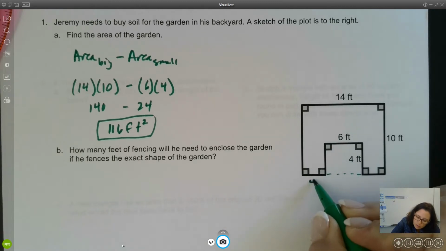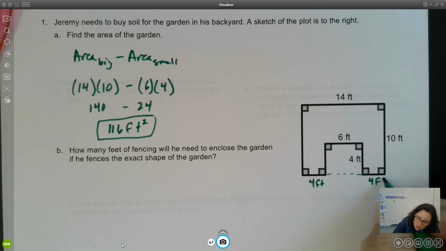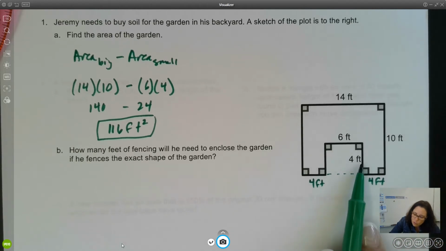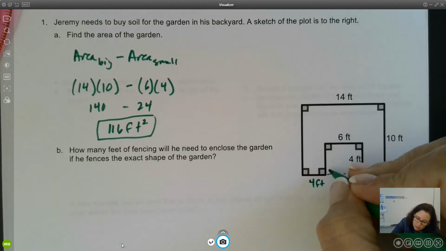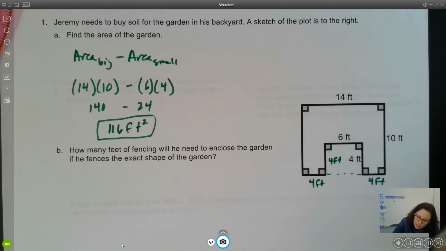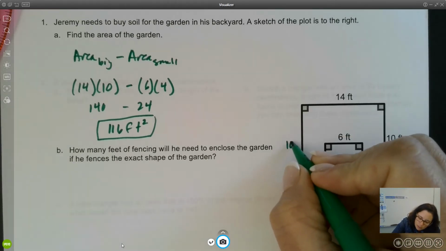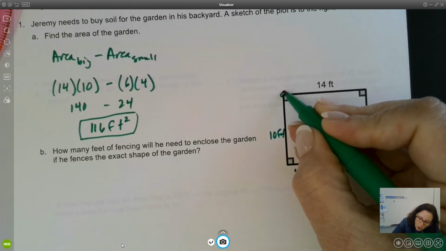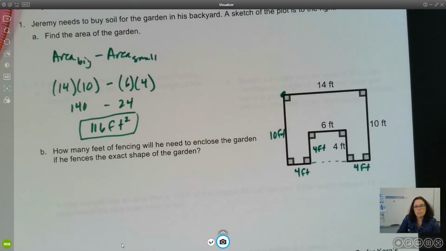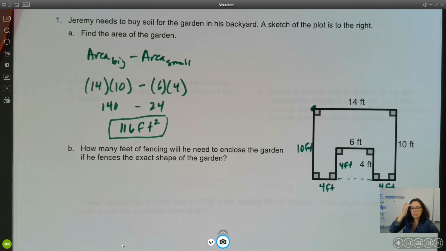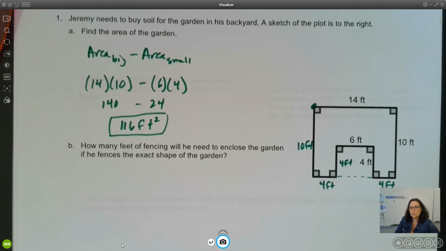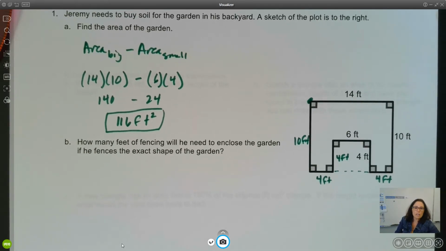Okay, so this would be 4 feet. Let me put the feet in there, and 4 feet. And if this is 4 feet, this will be 4 feet. And if this is 10 feet, this will be 10 feet. Okay, and then I'm going to kind of just mark where I start because there's a bunch of stuff being added together. So I don't want to lose track where I start and then where I leave off.